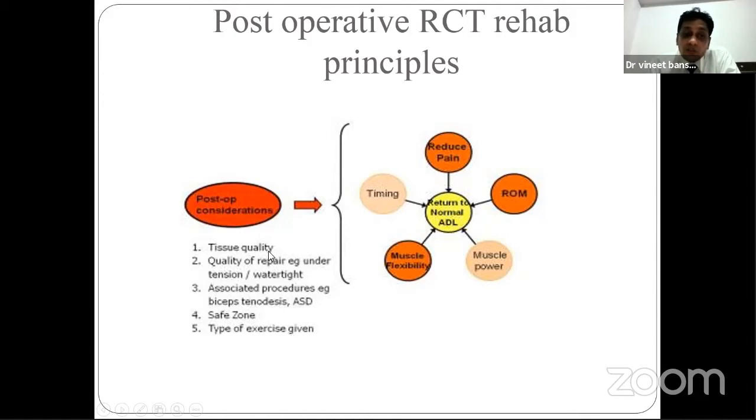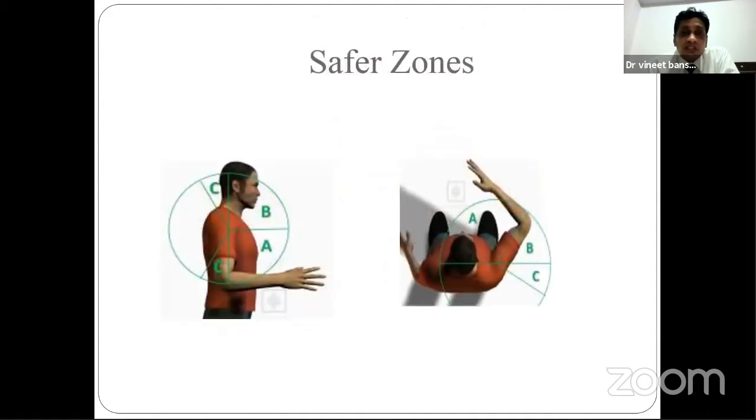And the quality of tissue is good, and the quality of repair was good as well. There are no associated structures involved. So that means he's quite a good candidate to return to his activities in the time frame. We also explained to him that there are zones. We have divided the movement into zones to show which are safer to move.